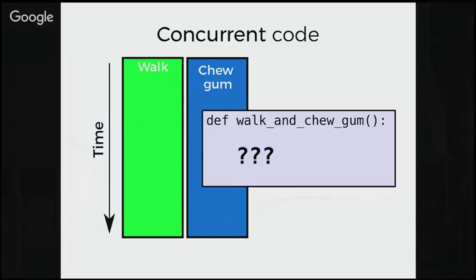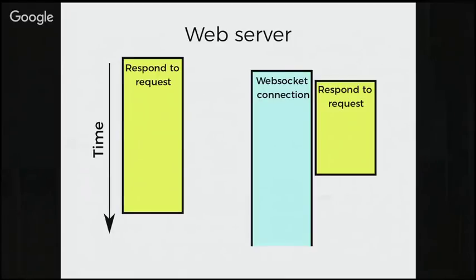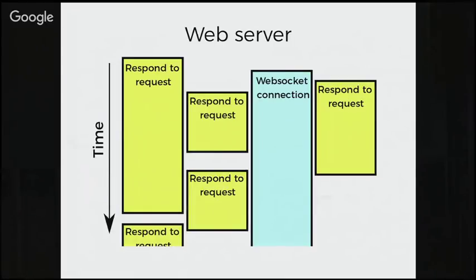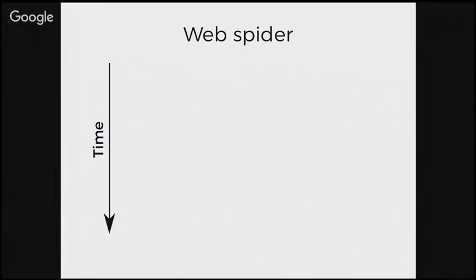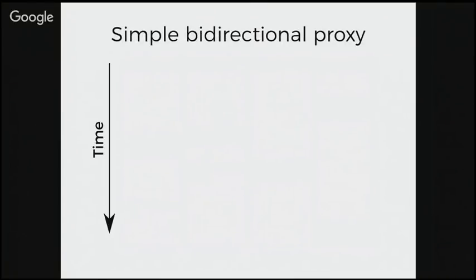What does that code look like? But it's very useful. This comes up all over the place. If you have a web server, some request comes in, you have to do some processing and send a response back. But while you're doing that, someone wants to start a WebSocket connection, and then another request comes in, and some more. You have to handle all these things at the same time. Or if you're writing a web spider, fetching a bunch of web pages, it's a lot more efficient if you can run several loops of that in parallel, so that you can speed things up. Or even very simple things, like a simple proxy. I'm acting as the broker, so I want one loop reading stuff from you and sending it to her, another loop reading stuff from her and sending it to you, and I want to run both those loops at the same time.